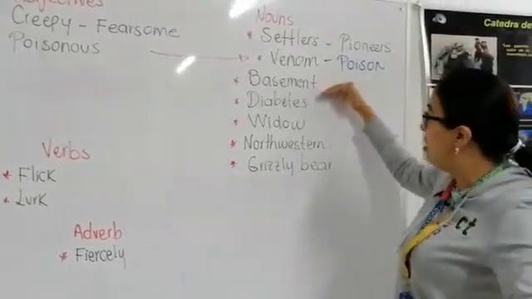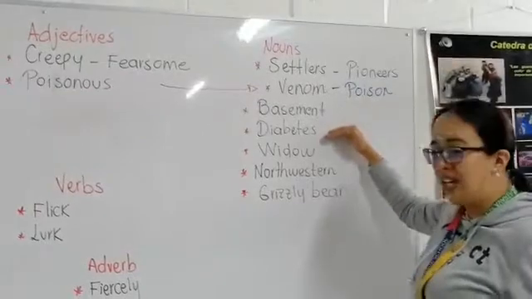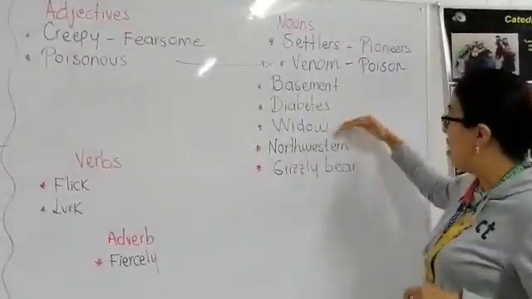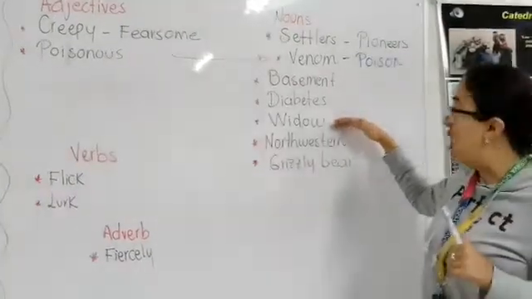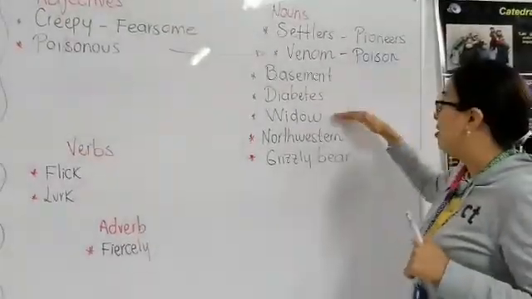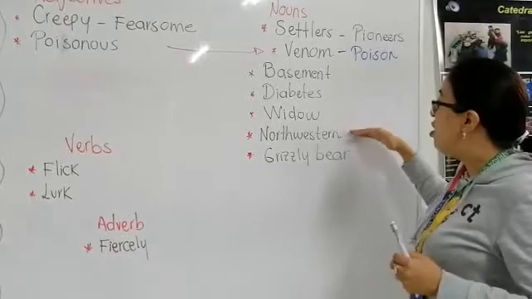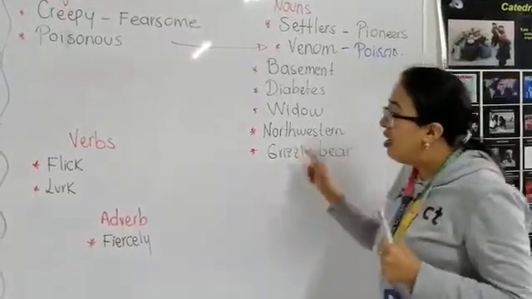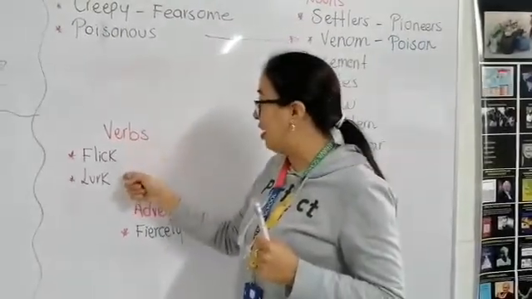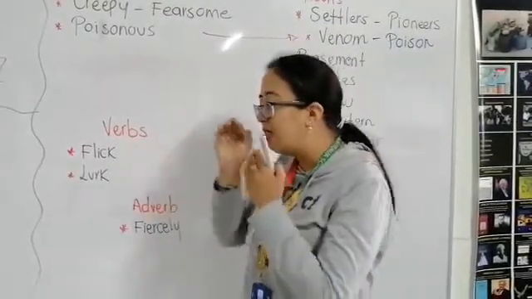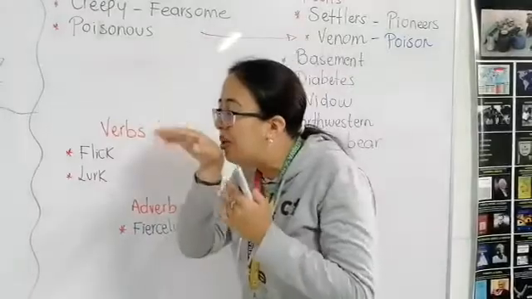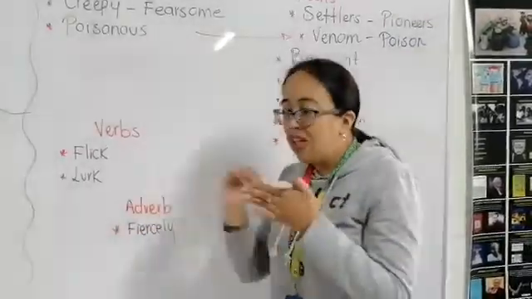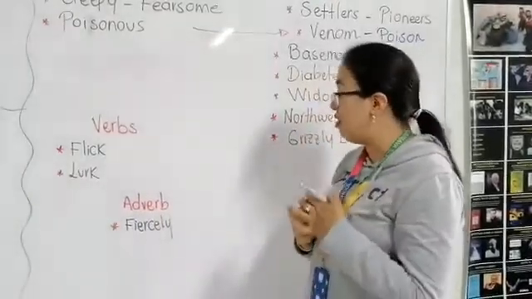Basement, the one under the first floor of a house. Diabetes, the one I told you about, high sugar in your blood. Widow, a woman without a husband, whose husband has died. Northwestern, having to do with location, and the grizzly bear. Here we have the verbs, flick and lurk. This one like the snake with its tongue looking for something. And lurk as looking and going all around looking for something or someone.